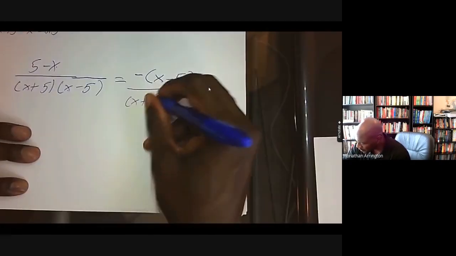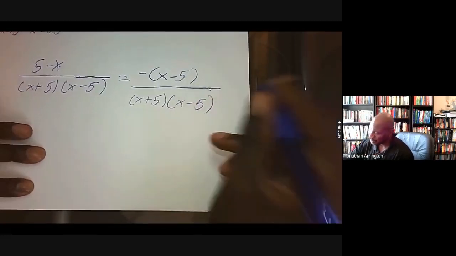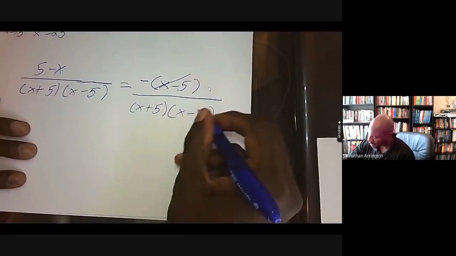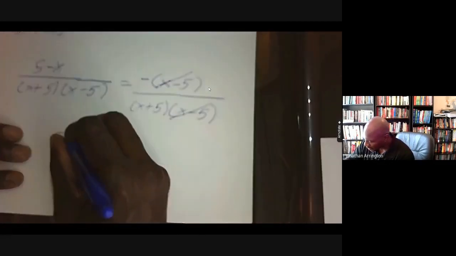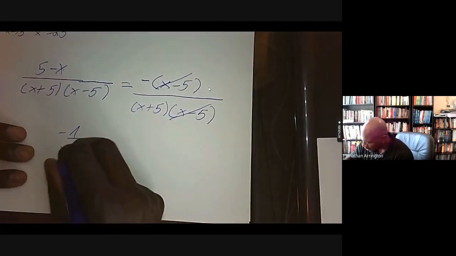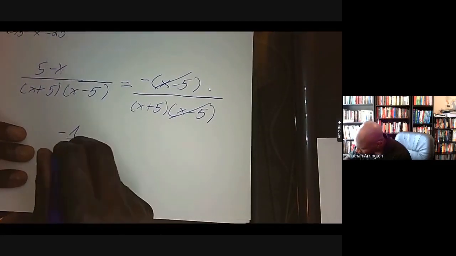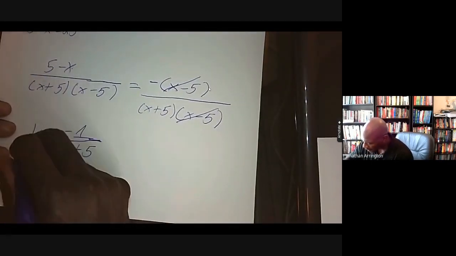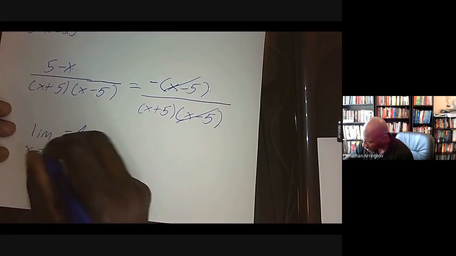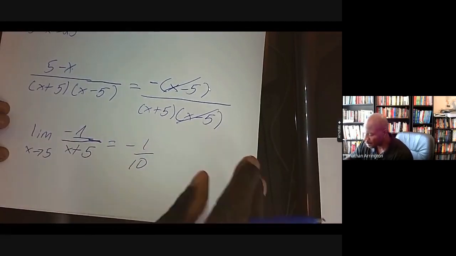x plus 5, x minus 5. But either way you look at it, this is going to cancel and you're going to be left with -1 on the top. So this is -1 over x plus 5. And what are we doing? The limit as x goes to 5. And so that's -1 over 10.